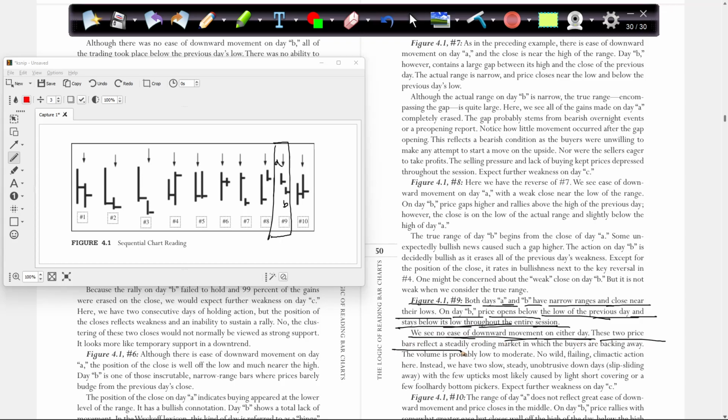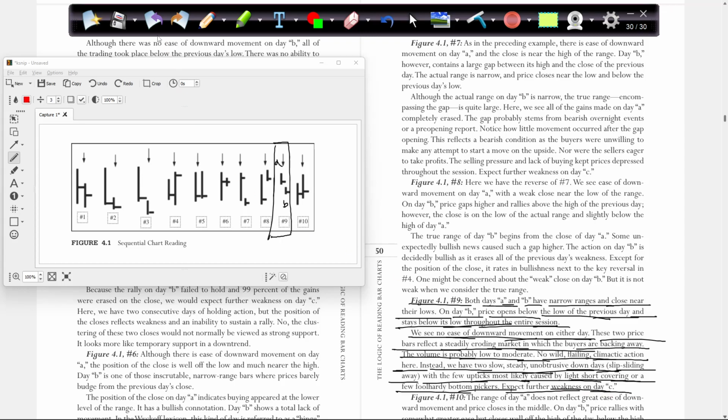These two price bars reflect a steadily eroding market in which the buyers are backing away. The volume is probably low to moderate. No wild, climactic action here. Instead, we have two slow, steady, and unobtrusive down days, slip sliding away, with the few upticks most likely caused by light short covering or a few foolhardy bottom pickers. Expect further weakness on day C.